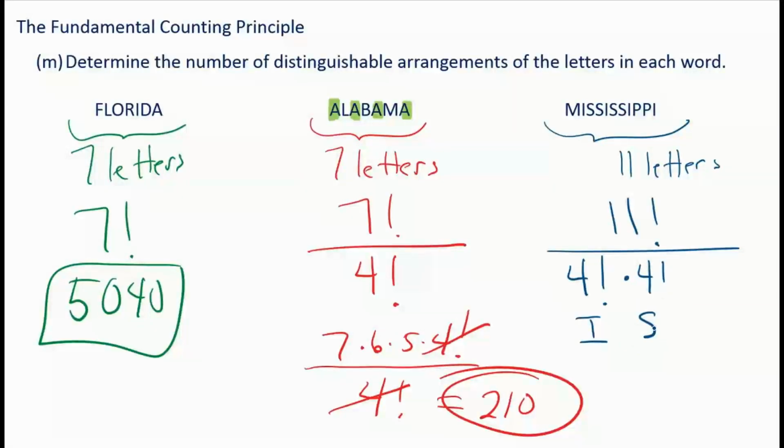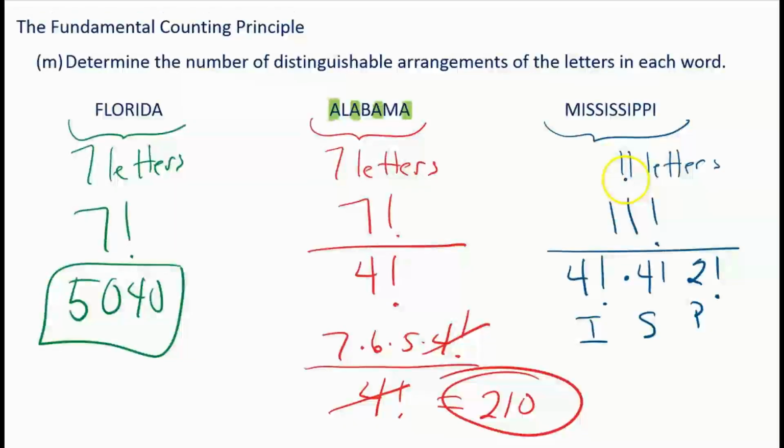Is that the only thing that repeats? Nope. Got a couple of P's, right? So PP, there's 2 of them, so I divide by 2 factorial, and that represents the P. You okay with this? So again, 11 letters, 1, 2, 3, 4, 5, 6, 7, 8, 9, 10, 11. So 11 factorial is the way to arrange all of those.